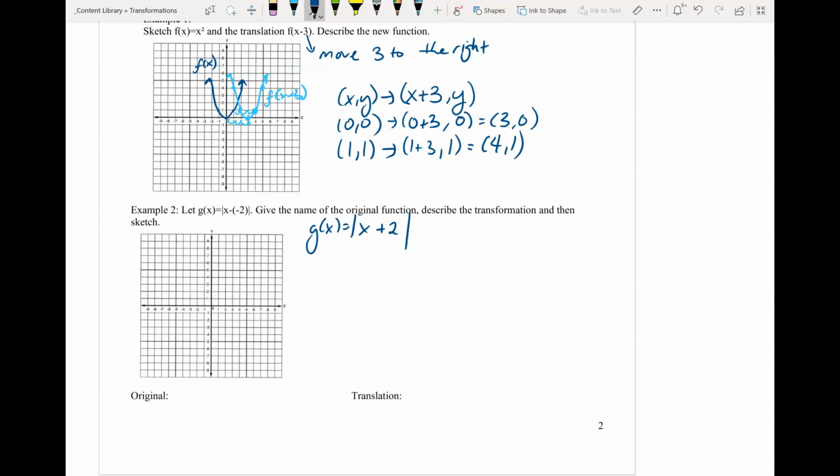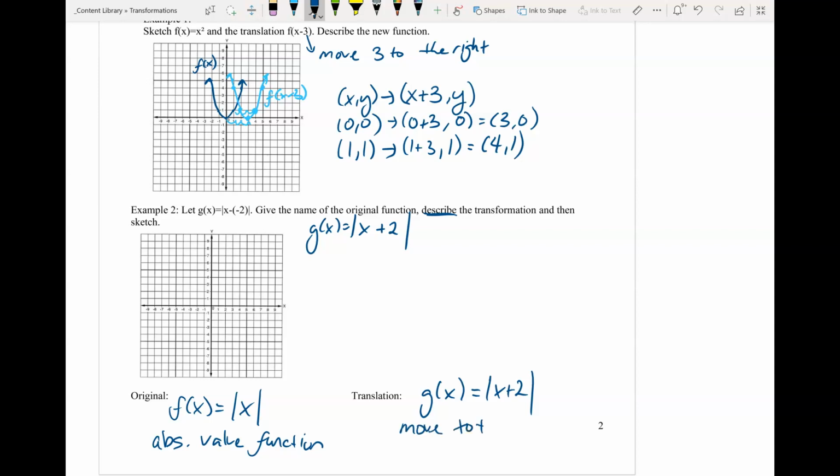Well, the original is just going to be your absolute value function, the absolute value of x. So f of x is equal to absolute value of x, which is the absolute value function. This is our translated graph. And if we want to describe this, because it says describe, we're going to use our words to do that. Because we have a plus here, this means we're moving to the left, and we're moving to the left by 2. So that is how you describe the transformation.